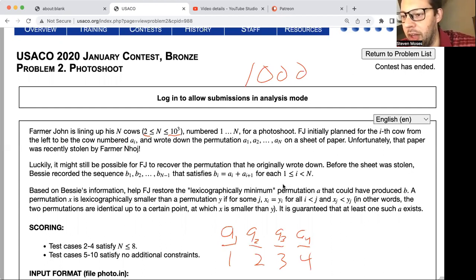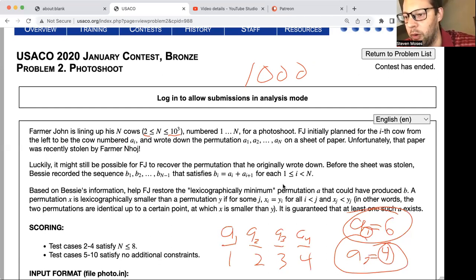What that means is that if A1 is equal to 6, that means he expected cow 6 to be in spot 1. If A2 is equal to 4, that means he expects cow 4 to be in spot 2, and so forth. And he wrote down the permutation A1 through AN on a sheet of paper. So he wrote out the order that he planned the cows to be in. So maybe he wanted cow 6 first, and then cow 4, and then cow 3, and then cow 5, and then cow 1, and then cow 2, whatever. So he's written that down on a sheet of paper.